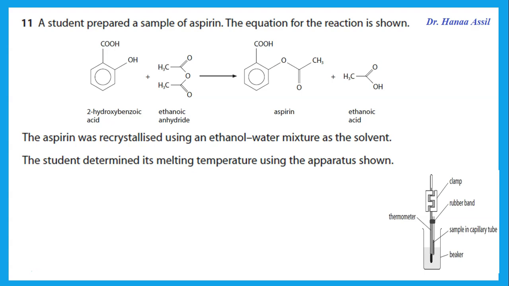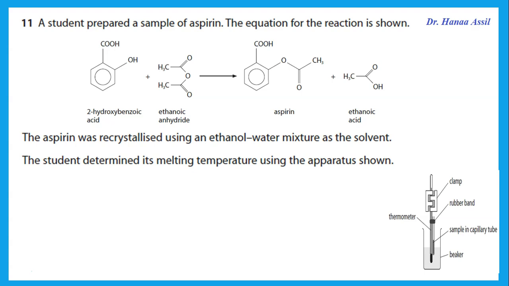A student prepared a sample of aspirin. The equation for the reaction is shown. The aspirin was recrystallized using an ethanol water mixture as a solvent, and the student determined its melting temperature using this apparatus. Now, this is an apparatus for determining the melting temperature, in which this is a beaker that has some sort of liquid in it.